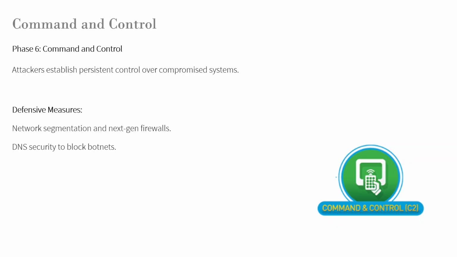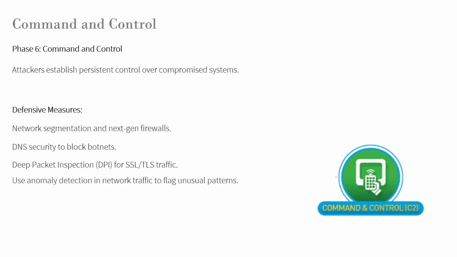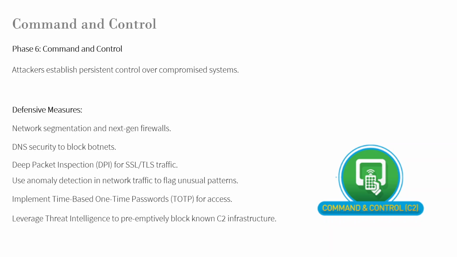DNS filtering tools block access to malicious domains, preventing bots from contacting their command servers. Use deep packet inspection that examines encrypted traffic to identify and block malicious activity hiding in SSL/TLS communications. Use anomaly detection in network traffic to flag unusual patterns. Add an extra layer of security by requiring time-sensitive codes for access, mitigating persistent control attempts. Use intelligence feeds to block IPs and domains associated with known command and control infrastructure.